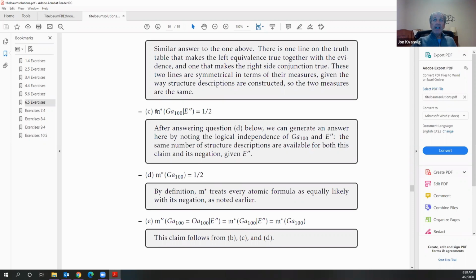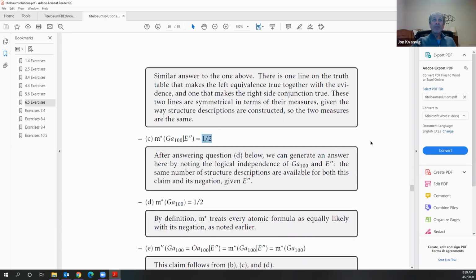Now, C is a little bit harder to see, but we've already proved something like this earlier. After answering question D below, we can generate an answer here by noting the logical independence of the last object having property G and the evidence that we've got. The evidence leaves open the last object either having or lacking G, so you'll get the same number of structure descriptions available both for this claim and its negation. And that will give us a probability of 1/2 for M star.